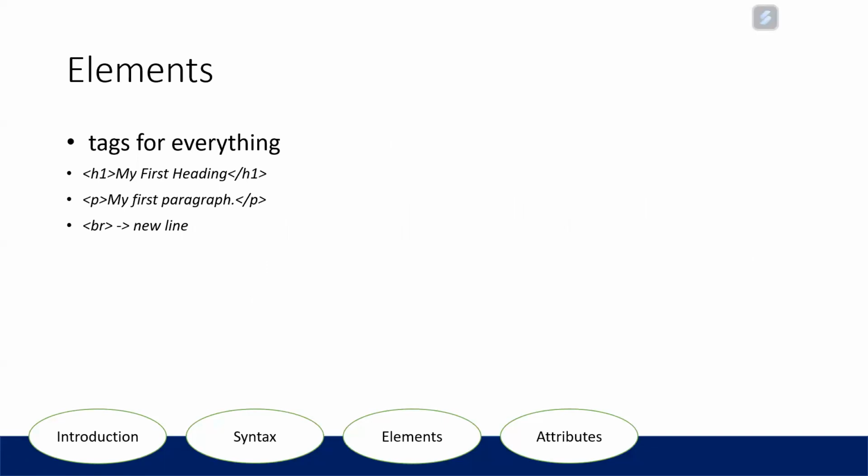So the elements are tags for everything. Basically that means everything has a tag. Like here we have heading one, my first heading, and you could go up to 6 headings. Another element might be paragraphs. Here's an example, my first paragraph. And if you ever want a new line, you just put a br tag. We will do an example to show some of these.